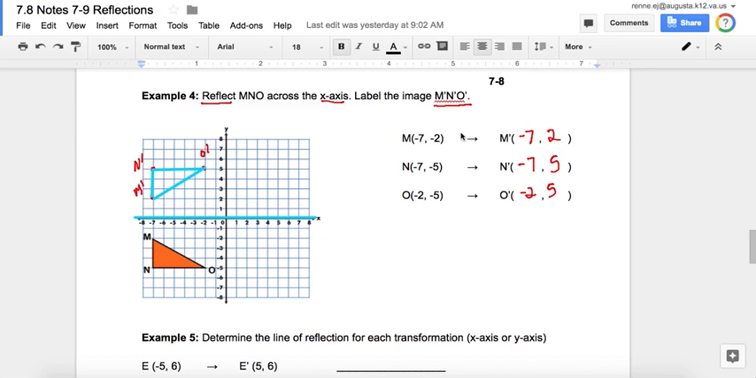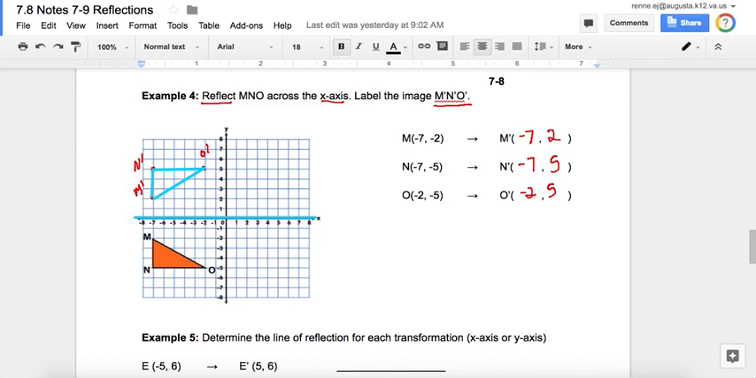Now, let's look at this again. We reflected over the x-axis. When we study these points, what's different? -7, -2, -7, 2. -7, -5, -7, 5. -2, -5, -2, 5. What did you notice was different, the x or the y coordinates? Hopefully you noticed the y coordinates all became its opposite. They were all negative, now they're all positive. So we reflected over the x, the y coordinate changed to its opposite. So I want you to remember that when we look at the bottom.